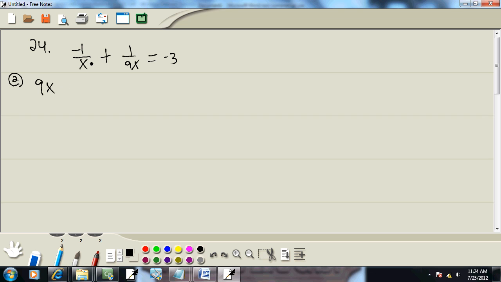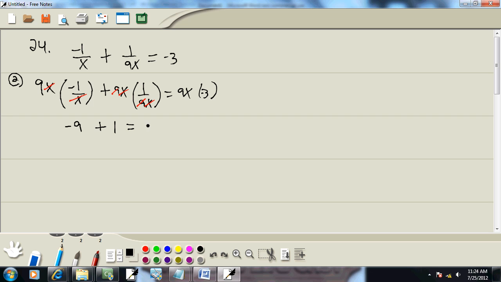When I say everything, I'm talking about what's separated by pluses, minuses, and equals. So we'll take 9x times negative 1 over x, 9x times 1 over 9x, and 9x times negative 3. Well, the x's cancel there, the 9's cancel, and the x's cancel on this one. So we're left with 9 times negative 1, which is negative 9, plus 1 equals negative 27x. Now, no matter where you are in math, if you can combine numbers, go ahead and do that. Negative 9 plus 1 gives us negative 8.